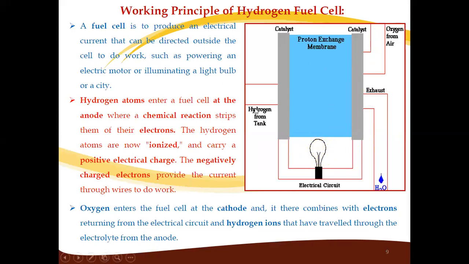If you see the positively charged ion of hydrogen, that is H plus, it passes directly from the anode part to the cathode part, and the negatively charged electron passes through this circuit, which lights the lamp, and when it combines with this oxygen, it will produce water, that is H2O. So this is the working principle behind the hydrogen fuel cell.